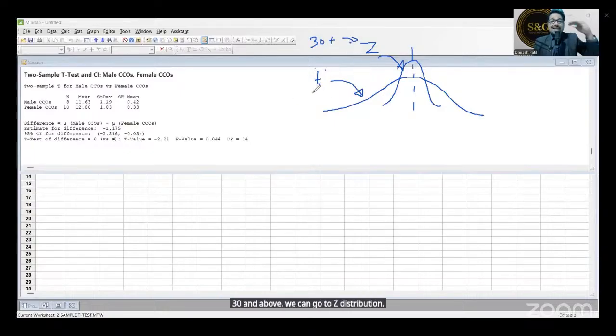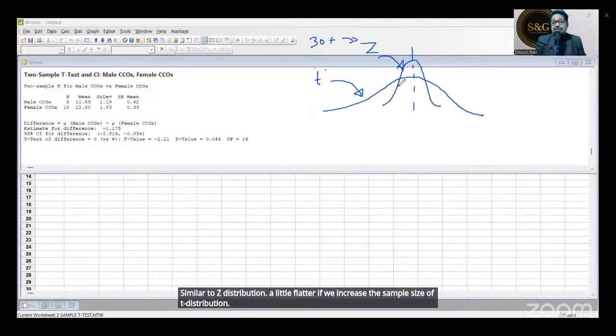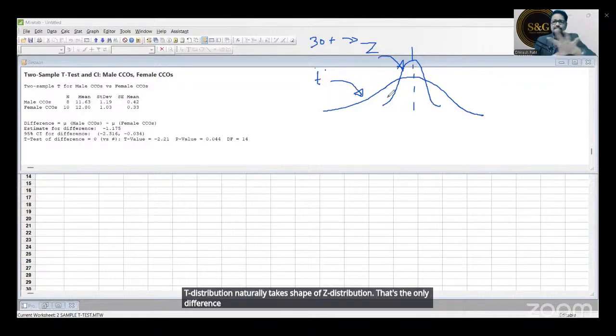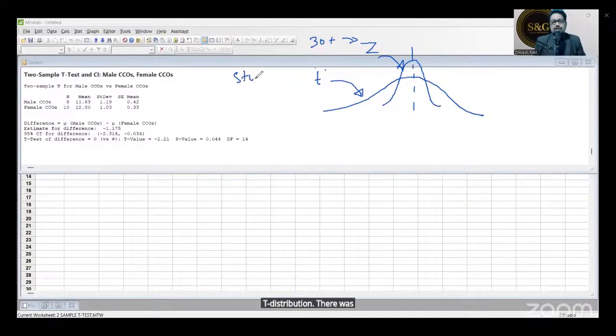But if we have fewer data points than 30, in this case we only have 10 data points, 8 data points, etc., we can take help of the T distribution, which is similar to the Z distribution, a little flatter. If we increase the sample size, the T distribution naturally takes the shape of the Z distribution. That's the only difference. Just basic information about the T distribution: there was a statistician whose nickname was Student, and from his name the distribution T has been given its name.